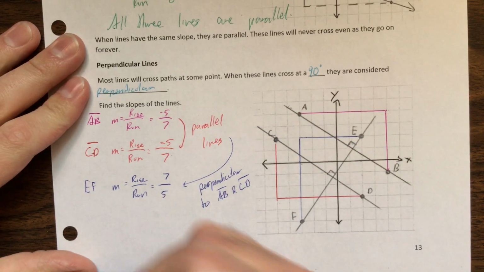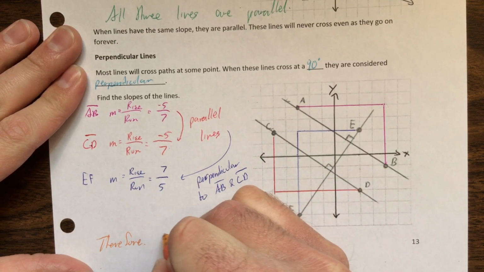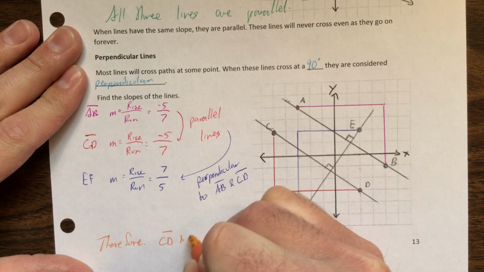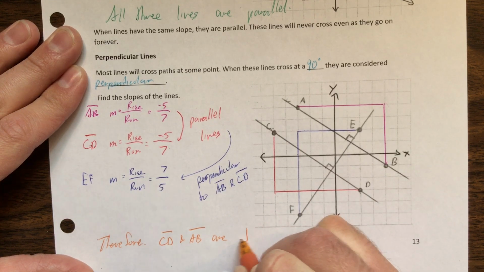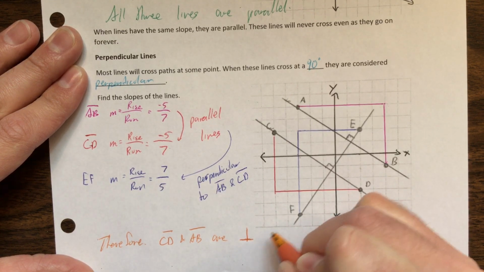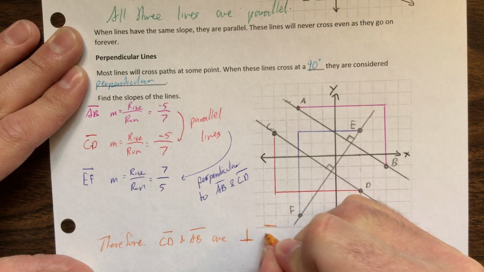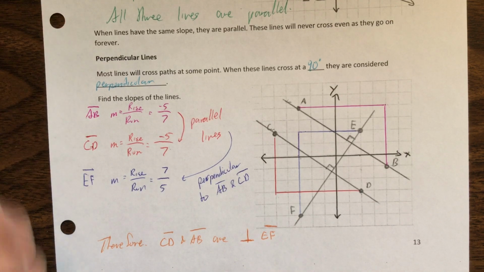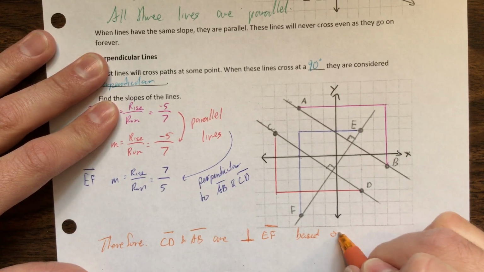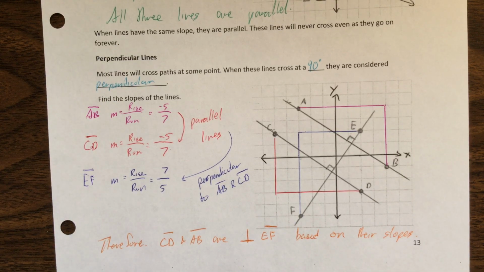So what we can say is, therefore, and I'm going to use a little bit of shorthand here, line CD and AB are, and for perpendicular we can use an upside down T, that represents perpendicular, are perpendicular to, and I forgot to put the little line segment on here, to line segment EF. Okay, and that's what we can say. CD and AB are perpendicular to EF based on their slopes. Now again, important to remember, they must be negative reciprocals.